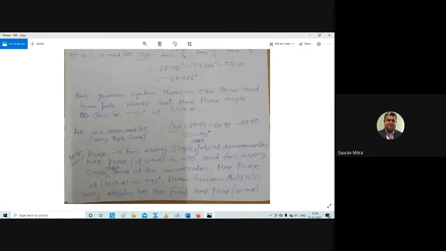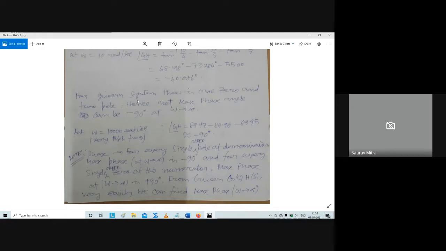And two poles. So every first order pole, if it is a first order pole, is going to give you a phase of minus 90. If it's a second order pole, it will give you a phase of minus 180. If it is a second order zero, it will give you a phase of plus 180. So every order is going to give you 90 degree phase. If it's at the numerator, that means plus 90. If it's in the denominator, it is going to give you minus 90.